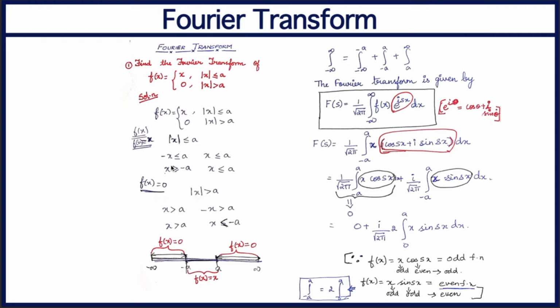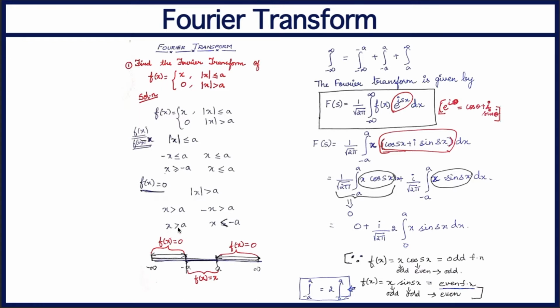Understood? For the first part I am again repeating it. x greater than or equal to minus a is from minus a to infinity. That is the first part. And for the next part, x less than or equal to a is from a to minus infinity. So the common portion is this part, where f of x is equal to x. So for this part f of x is equal to x, we have written it here. Next we'll go for f of x is equal to 0.